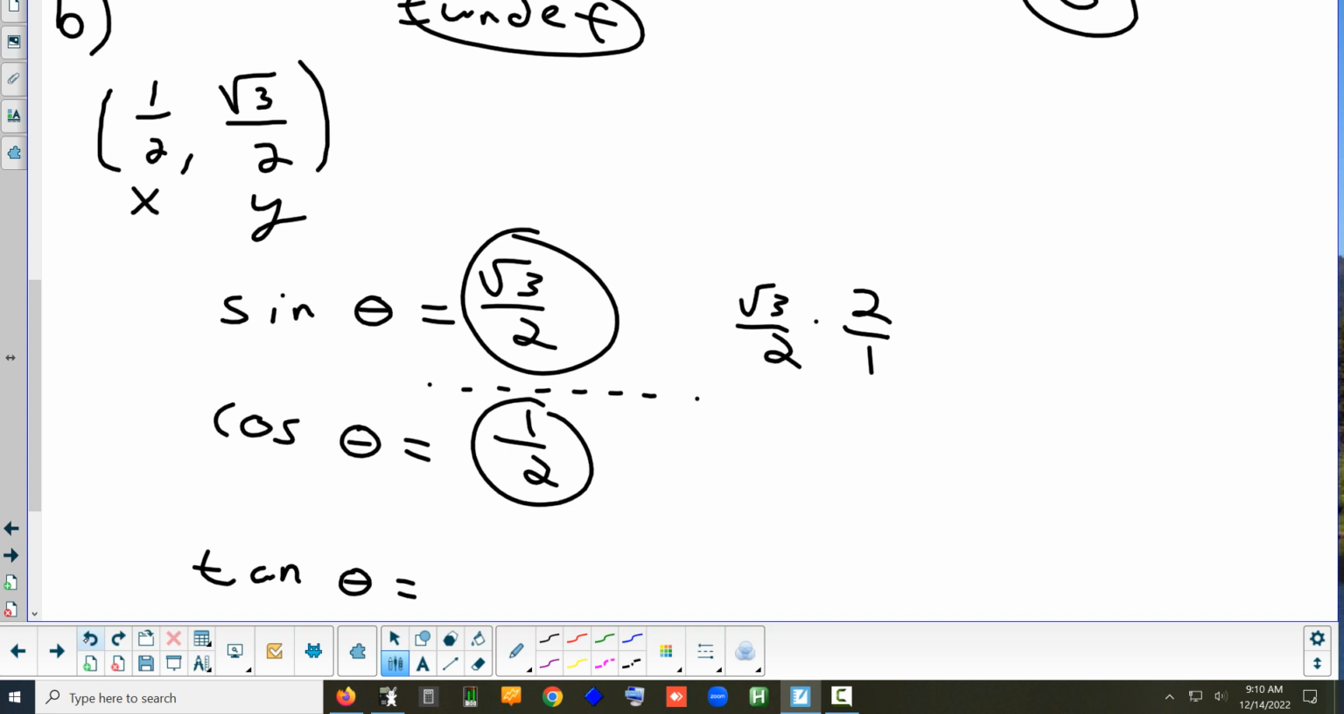Okay, don't cross them out though, because you need to see your answers. So what you're left with if you cross the 2's out is square root of 3 divided by, the 2's are gone. The only thing you have in the bottom is a 1. So it's really just square root of 3. And you could see the same thing here. If you flip and multiply, the 2's cancel out, and you're left with the square root of 3. Okay, so that's my tangent.